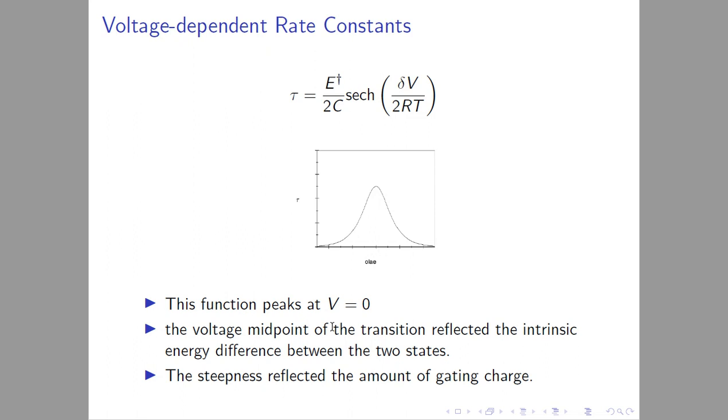Okay, so the voltage midpoint of the transition reflects the intrinsic energy difference between the two states. And the steepness reflects the amount of gating charge. So here we have a very small opening or small value. So it will be the gating charge, the charge that we need to open or close the gate.